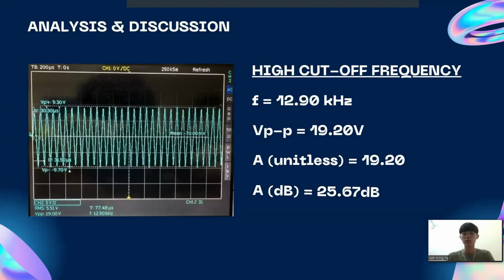And for the high cut-off frequency, when we adjust the frequency to 12.90 kilohertz, we get the value of V peak to peak of 19.20 volts, and the gain value in unitless will be 19.20. And when we convert the gain value into dB, we get the value of 25.67 dB.